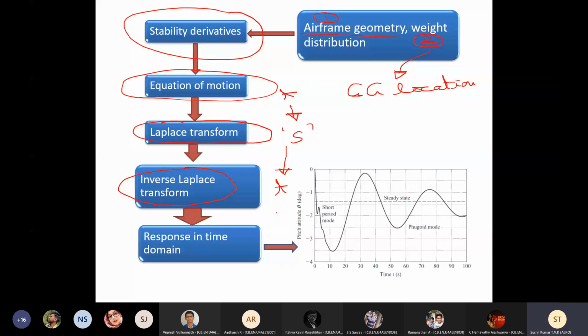Okay, just open to the class, is it always necessary to take the inverse Laplace transform to study a system?